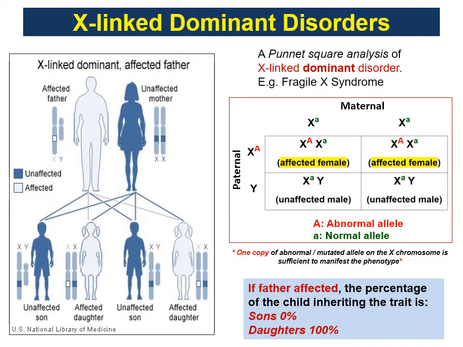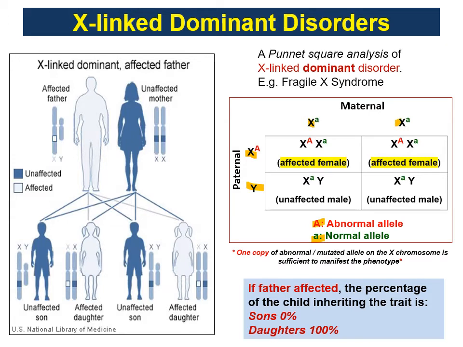This diagram shows a Punnett square analysis of X-linked dominant disorder for an affected father and an unaffected mother. Since it is a dominant disorder, we assign capital A as the abnormal or mutated allele and a small a as the normal allele. It is an X-linked disorder, therefore, we also need to assign the gender in the Punnett square analysis: XY for male and XX for female.